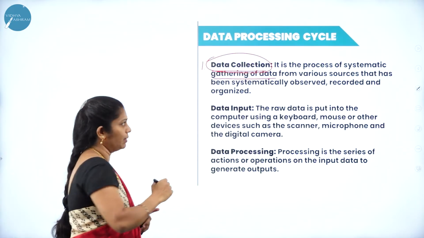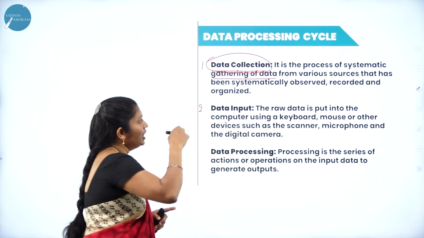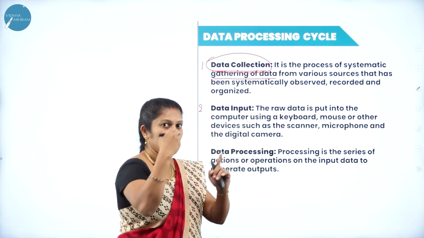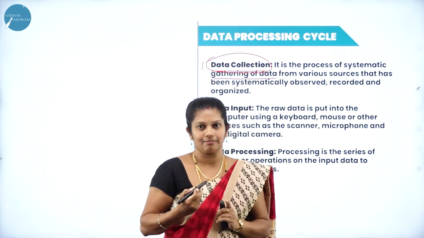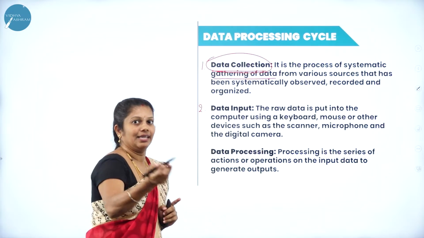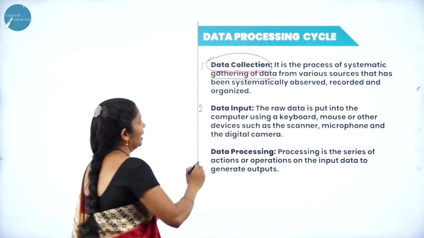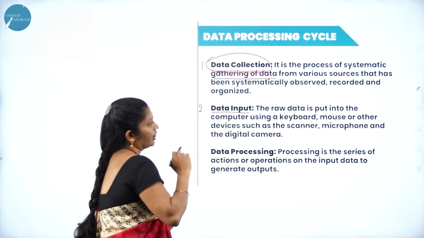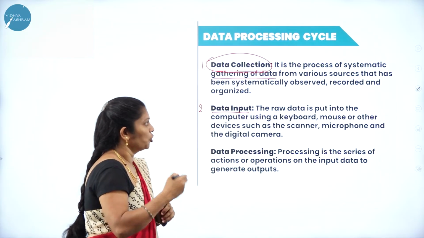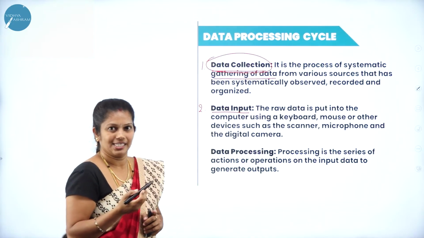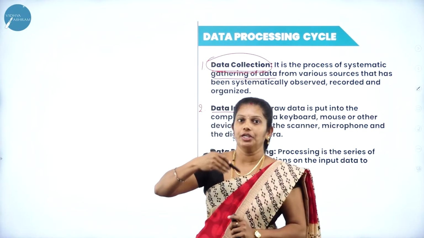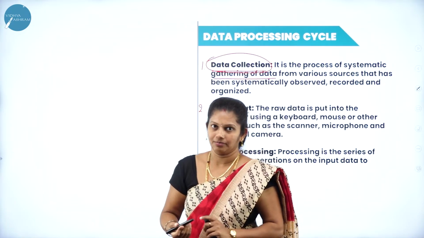Then second step, we have to input the data for the processing. In the sambar preparation, first step, I collected all the ingredients, I cleaned and I arranged them. Then whatever ingredients I collected, I will put into the process. That is data input. The raw data is put into the computer by using keyboard, mouse or any other input devices. Then what do you mean by input devices? Through this, we are able to give commands to the computer.